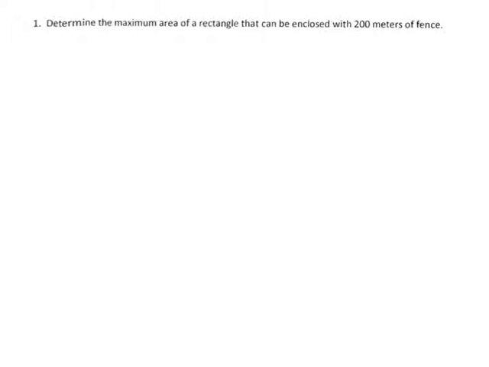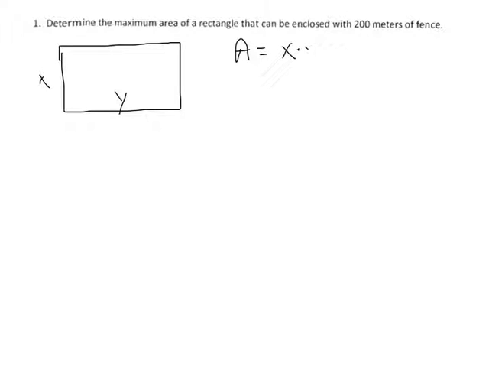So our first example says determine the maximum area of a rectangle that can be enclosed with 200 meters of fence. Let's start out with a picture. Okay, we have a rectangular area, and I want to maximize the area. So for area, we'd say that we have maybe x, we have y there, and so area here would equal x times y. And that's a really good place to start.